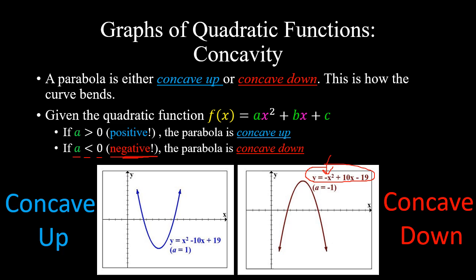So we look at that A term, the coefficient in front of our x squared, and we look at what that is, and it turns out it's -1, right? So that just tells us we have a negative A term, and our parabola is going to be concave down. It literally flips it to be facing the other way. So all you have to remember is positive A, concave up, negative A, concave down, all right?